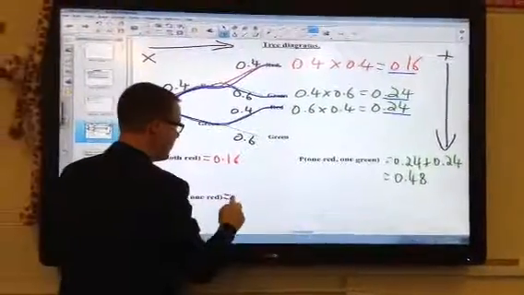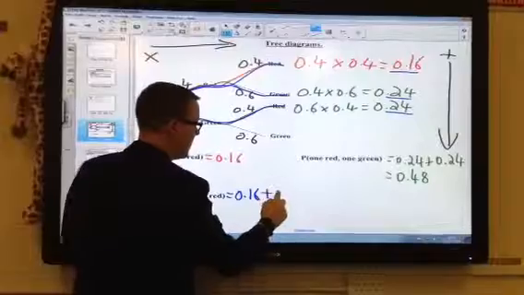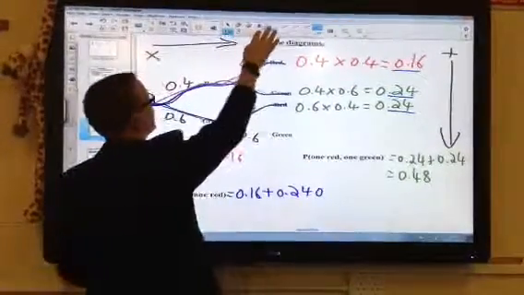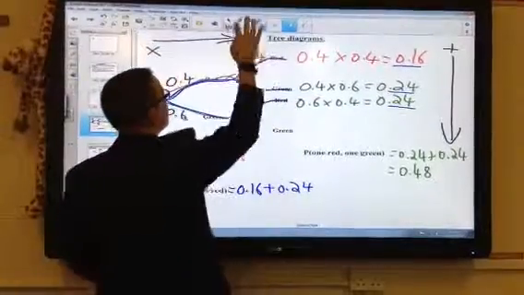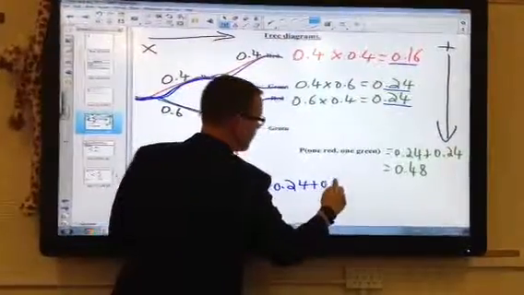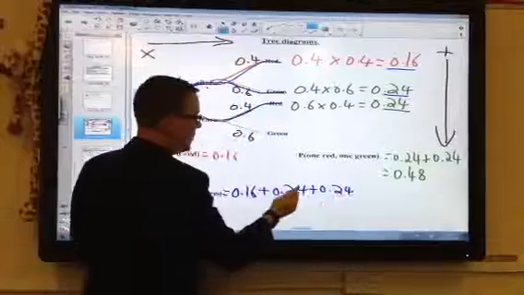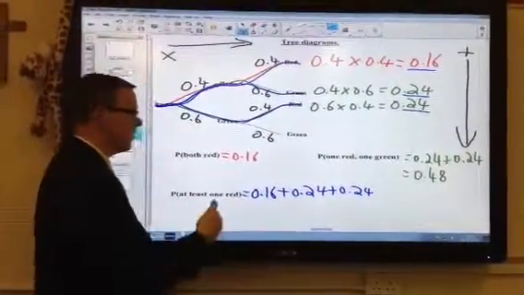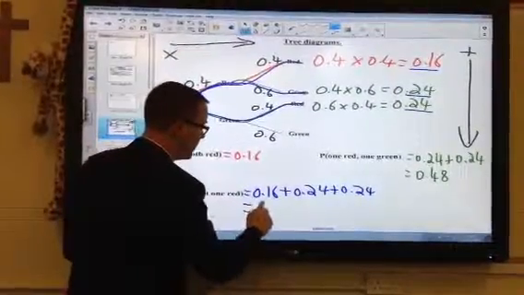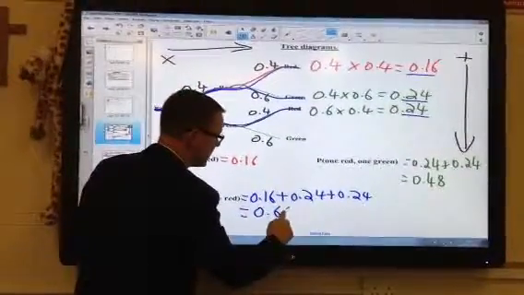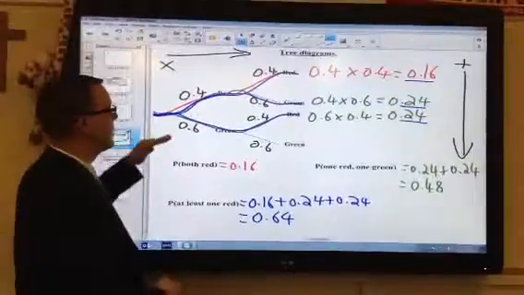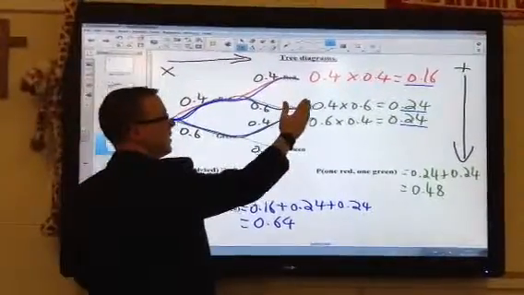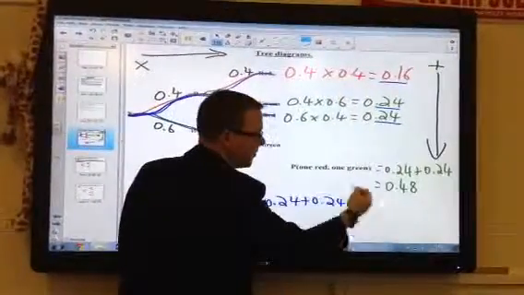So to work this one out, I would do 0.16 plus 0.24 plus 0.24. 0.24 plus 0.24 is 0.48, plus 0.16 is 0.64. So the answer is 0.64. So all times we've got to think about how many routes would take us through the tree diagram. We times numbers going along, and we add numbers going down.